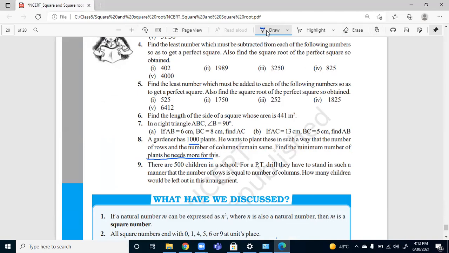Okay, so let's start with the last question of this exercise. There are 500 children in a school. For a PT drill, they have to stand in such a manner that number of rows is equal to number of columns. So again, it indicates that it should be a perfect square because number of rows and number of columns have to be equal. How many children would be left out in this arrangement? So we will be applying the long division method for finding out the remainder, and whatever is the remainder, that many students will be left out.